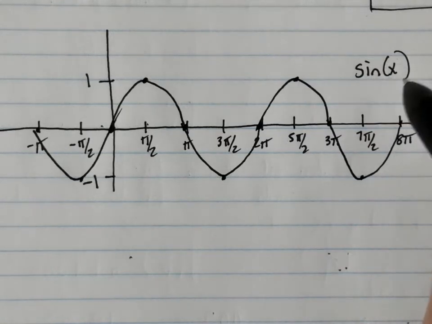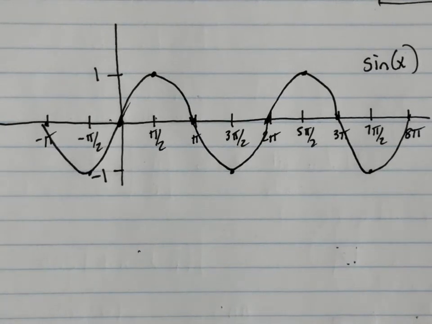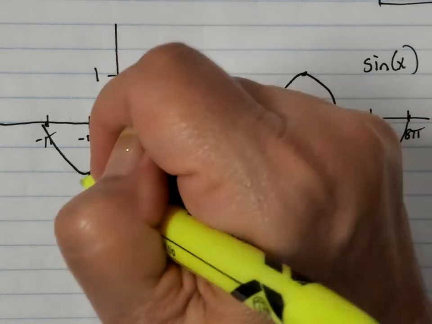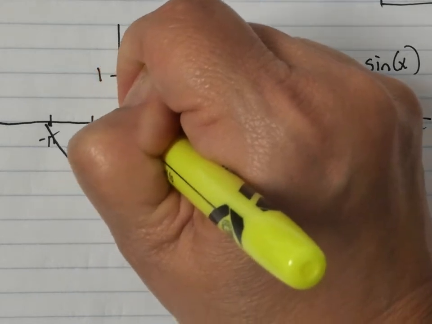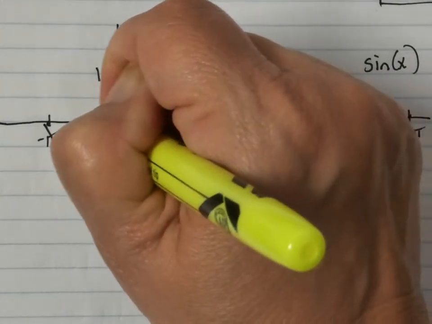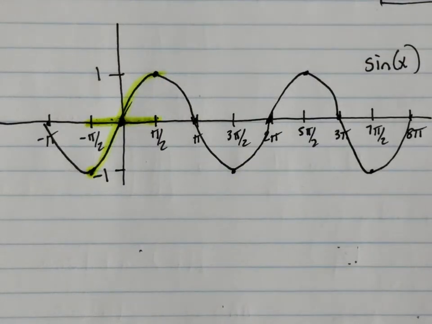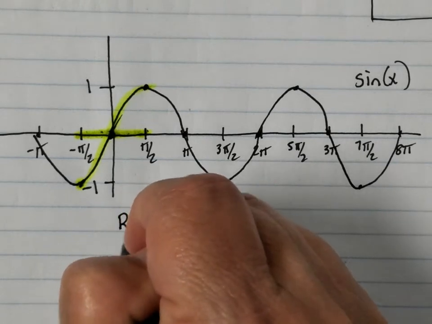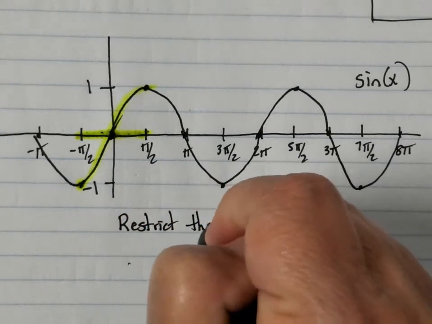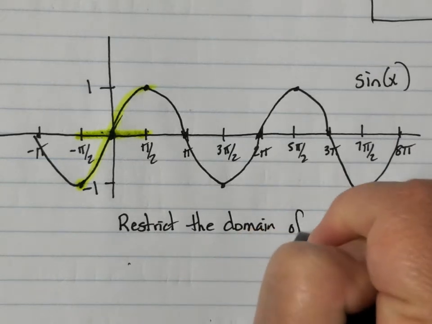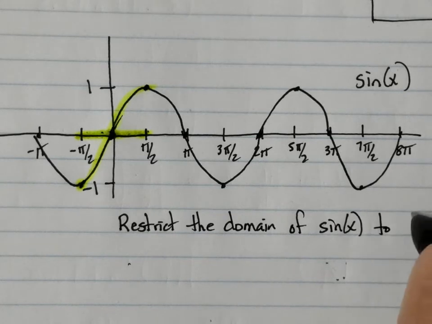So, sine of x, it has an inverse, right? But that inverse is not defined as a function because it would fail the horizontal line test. But we want there to be an inverse that's a function. And so what we're going to do is restrict the domain. So what we're going to say is, let us only look at negative pi over 2 to pi over 2. Let's only look here on our x-axis. So we're going to restrict the domain of sine x to be negative pi over 2 to positive pi over 2.